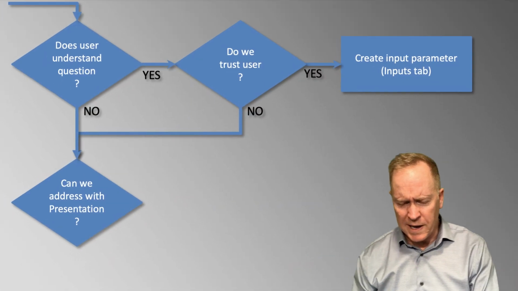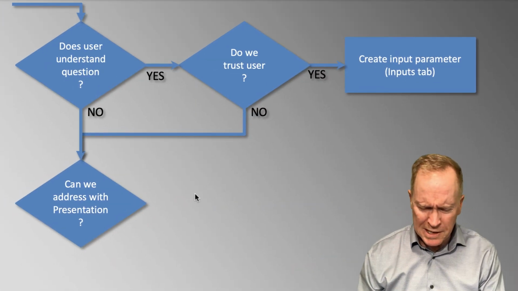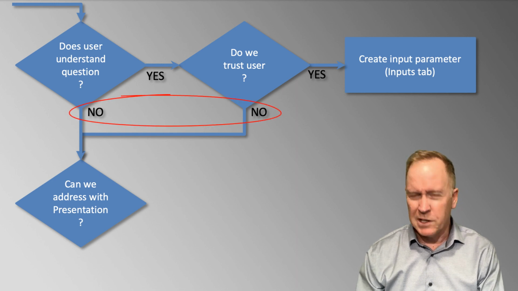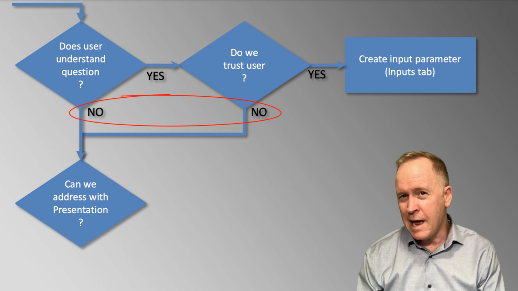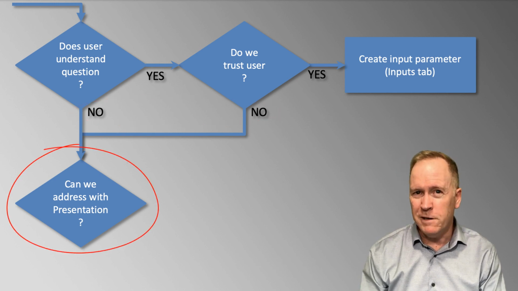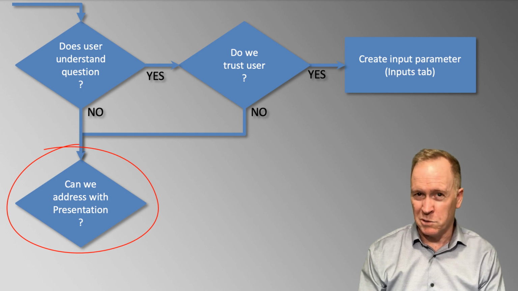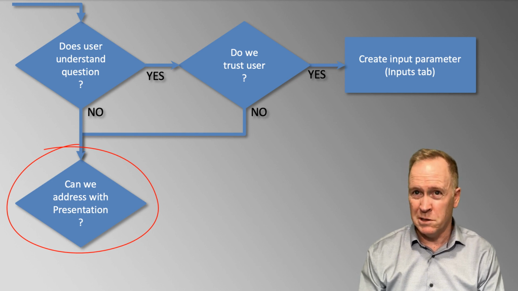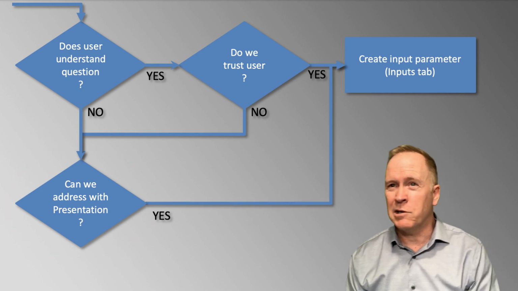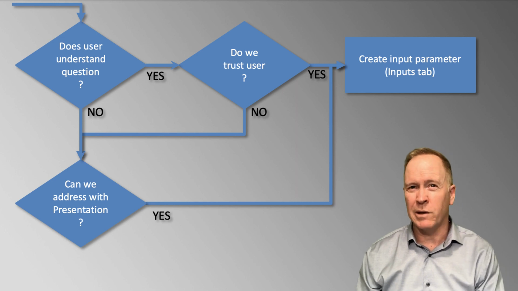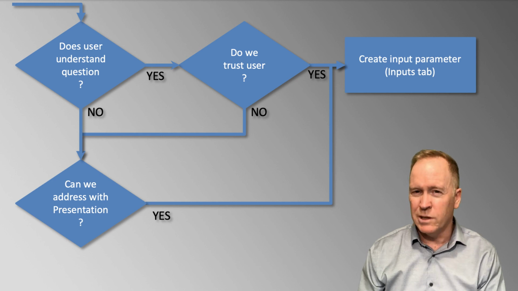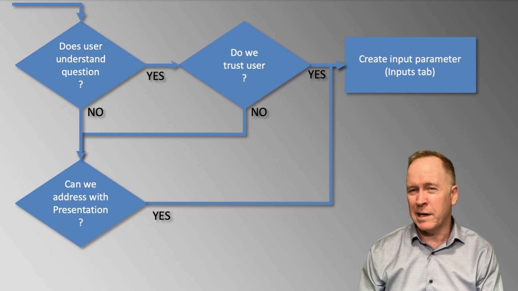What I'm trying to display next is, again, if the answer to either of these questions was no, instead of just automatically creating an attribute, what I do is ask myself, can that input parameter presentation stuff help me to deal with the fact that the user doesn't understand the question or the user's not trustworthy? If yes, then I'll go ahead and create the input parameter. Again, go to the Input tab to do that. So if input parameter presentation can handle the situation, then I will go ahead and create an input parameter.